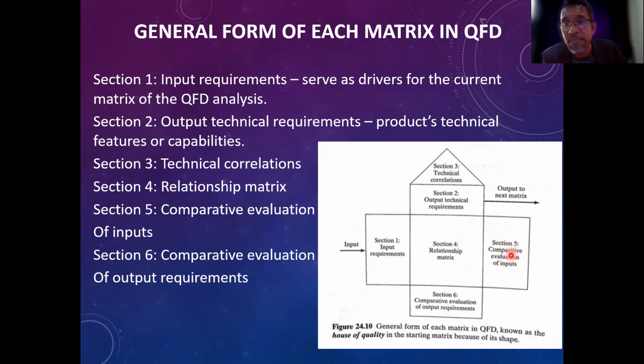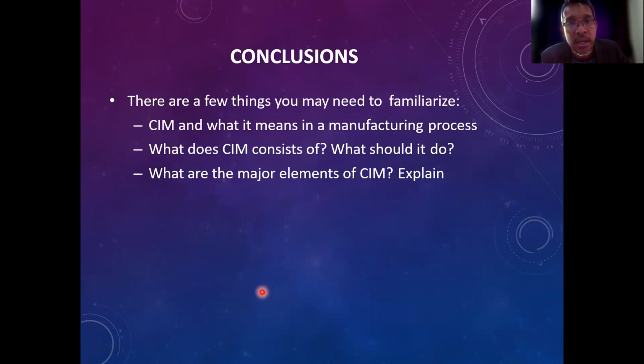So we have a comparative evaluation of the output of the input here. In section 6, we get our own requirement and output. So input, and then we have output here, output for our design. So comparative evaluation of output requirement. So that is how we read the general form of QFD. That is the normal one. We can have further discussion on that in the next chapter.